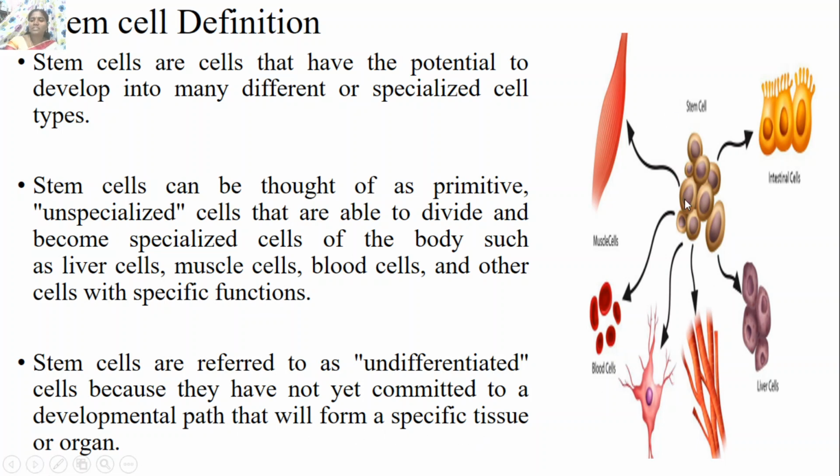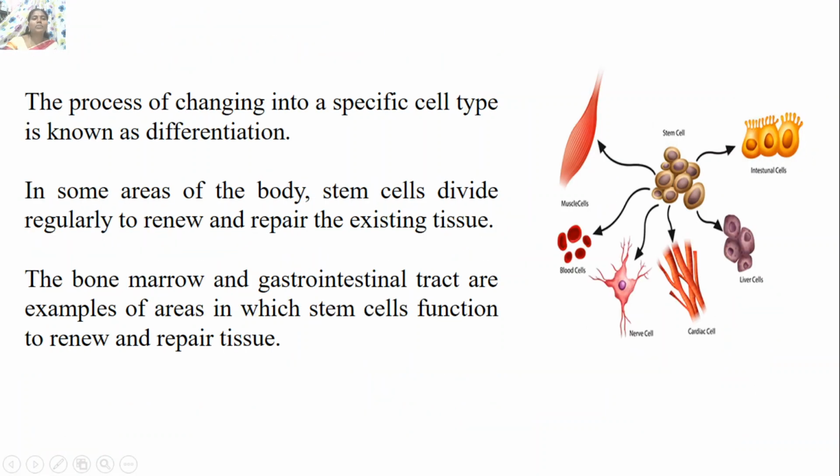So in the picture you can see here, these are the undifferentiated cells. They have the potency to develop the different kinds of cells such as muscle cell, blood cell, nerve cell, cardiac muscle cell, liver cells, and intestinal cells. The process of changing into a specific cell type is known as differentiation. The process where the cells are specialized or differentiated into specific cells is called differentiation.